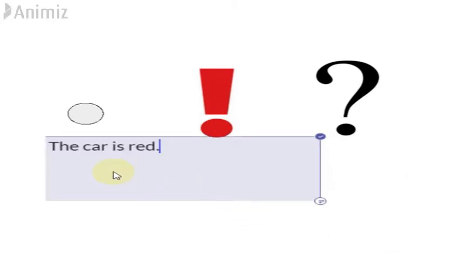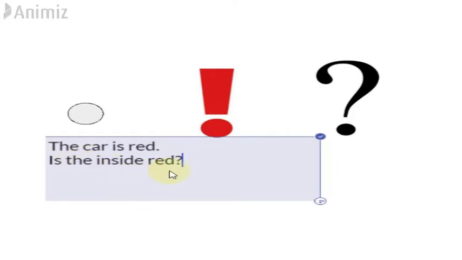For example, the car is red, full stop, which means that this is a sentence. You're just telling somebody that the car is red. It's not a question. You're conveying some information. You're saying that this is the end of the sentence. You're just informing somebody. So the car is red, full stop.